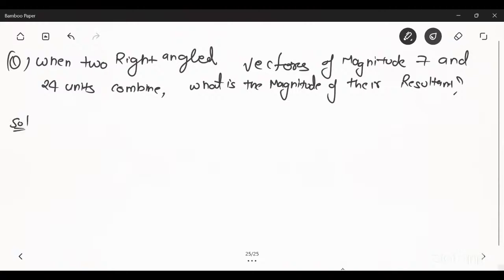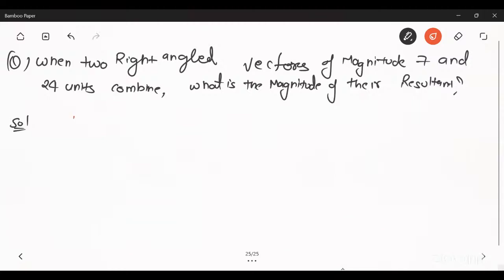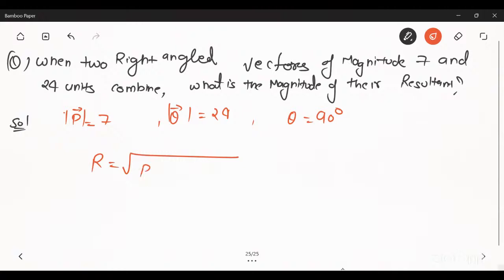Now see what is given. The two vectors have magnitude 7 and 24. I am taking this as p vector. P vector has magnitude of 7 unit and q vector has magnitude of 24 unit, and the angle between them is 90 degree. So what is the resultant formula? We know that the resultant formula is under root p square plus q square plus 2pq cos theta. Theta is 90 degree.